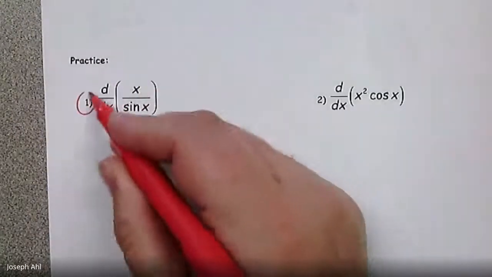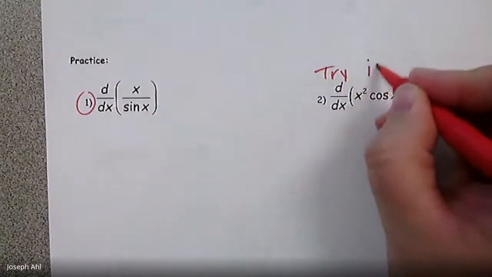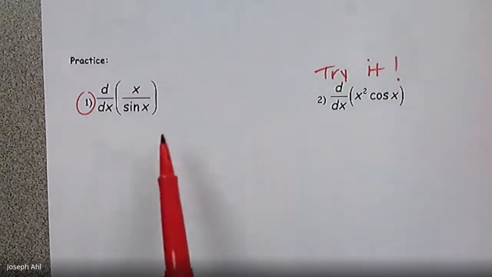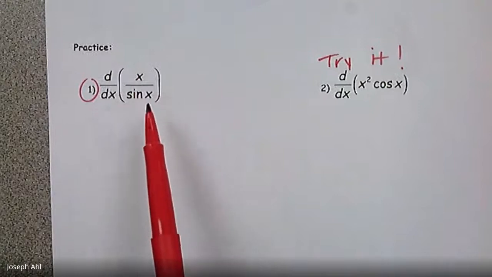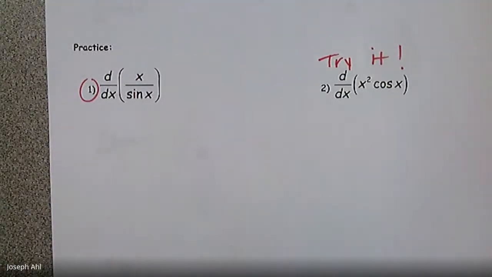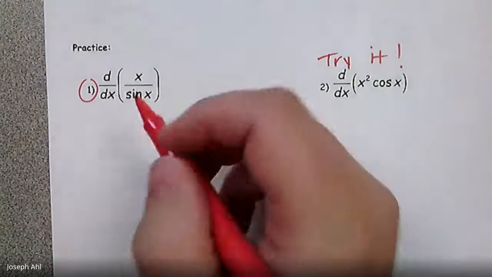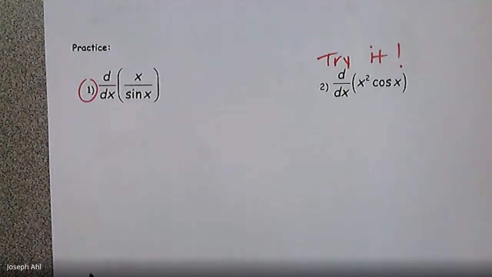I'll do number 1 with you and let you guys try number 2. We'll go over it tomorrow. But make sure we're applying the appropriate rule here, right? So if I want to find the derivative of x over sine x, we just have to make sure that we apply the quotient rule. Okay, low d high minus high d low over low squared.